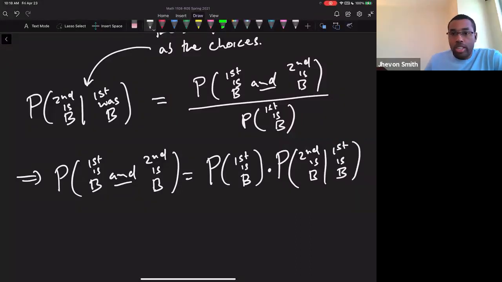Right? And you can actually do this with any two colors, instead of blue, blue. This would actually still be true. So you could find the probability that the first was blue and the second was red, or something like that. This idea would still work, right?